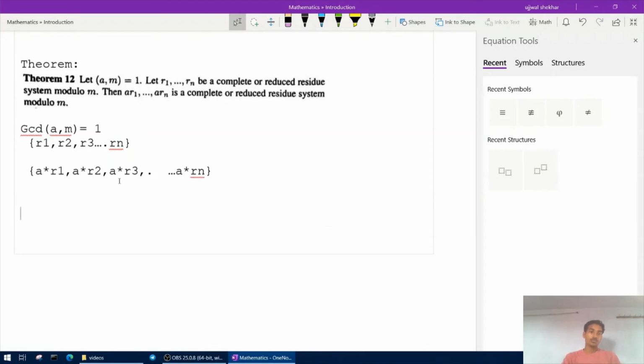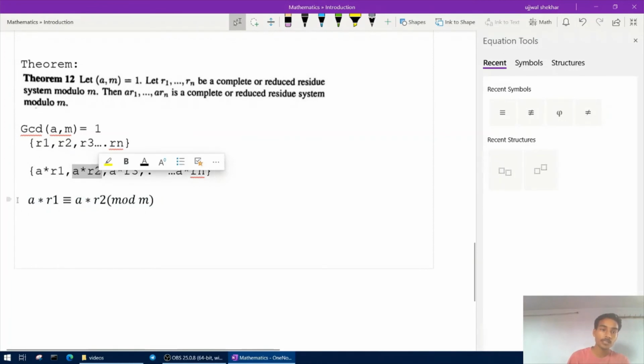So now we have to prove it. लेट्स से हम अज्यूम करते हैं कि ये मेरा रिड्यूस्ड या कंप्लीट रेसिड्यू सिस्टम नहीं है, तो सबसे पहले हमें क्या प्रूव करना होगा? सो द ओनली थिंग जो हमें प्रूव करना होगा वो ये है कि A star R1 is congruent to A star R2 mod M. So if we are getting two numbers from this set in such a manner that this is a correct expression, then we can say that this is not a complete or reduced residue system.